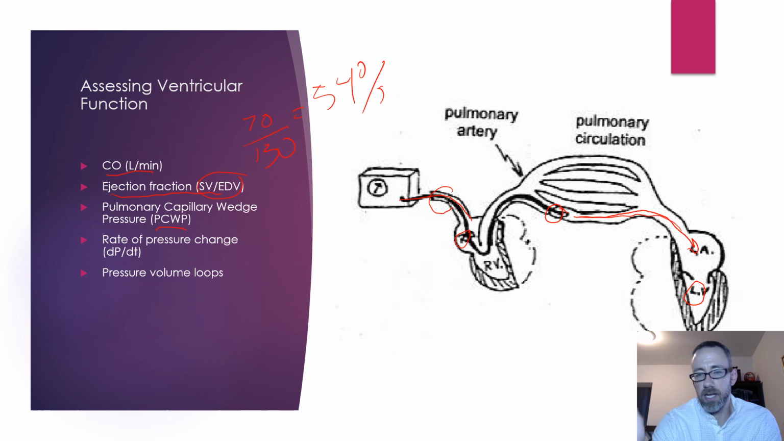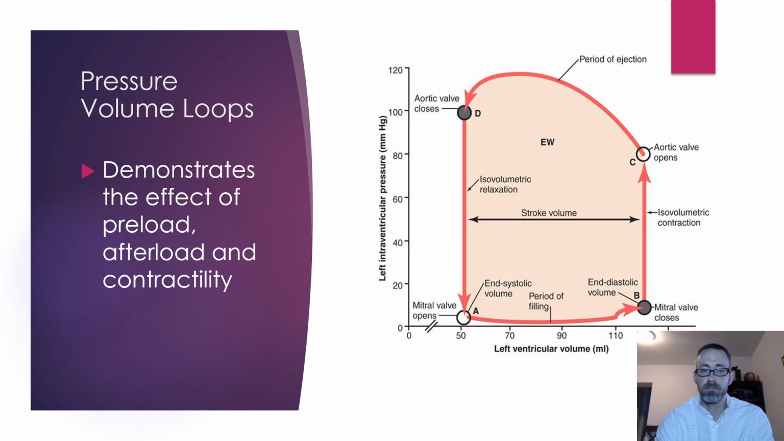Rate of pressure change, this is where you can use left ventricular pressure graphs that you're recording of the patient and actually look at the rate of changes of those different slopes, so the isovolumetric slopes, whether it's isovolumetric contraction or relaxation, that can give you information as to the force of contraction that's actually being generated. And then lastly, the pressure volume loop. So I'm going to spend some time now and talk about that.